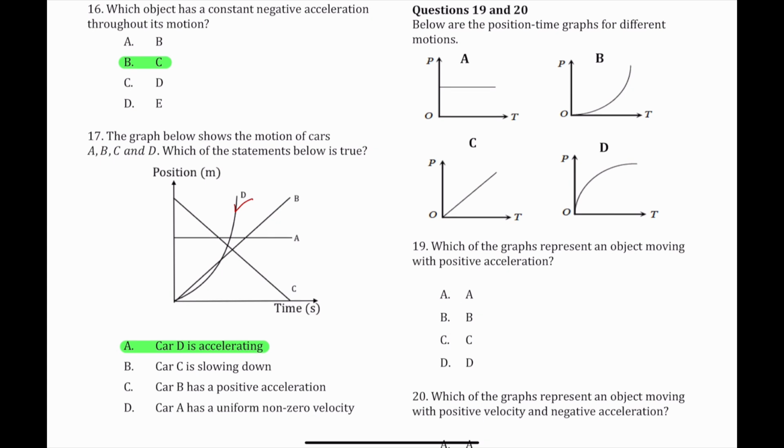Question 19 and 20. Below are the position time graphs for different motions. 19. Which of the graphs represent an object moving with positive acceleration? In A, the object is at rest, it's not moving. Here, B, positive acceleration, yes. And C, constant velocity. And here, in the beginning, the object will become stationary, it's not moving, so the right answer is B.